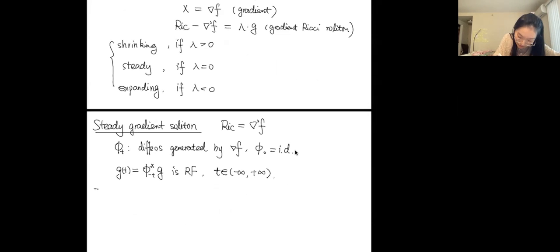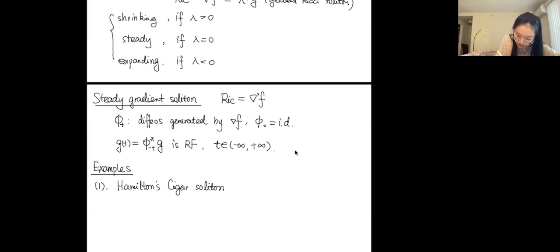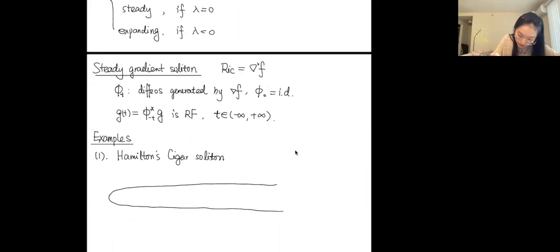And so next, let's look at some examples, in particular in dimension 2 and dimension 3. So the first example of a steady gradient soliton is Hamilton's cigar soliton. The cigar soliton gets its name because it looks like a cigar. So it looks like the following. This is a rotationally symmetric metric defined on R2.